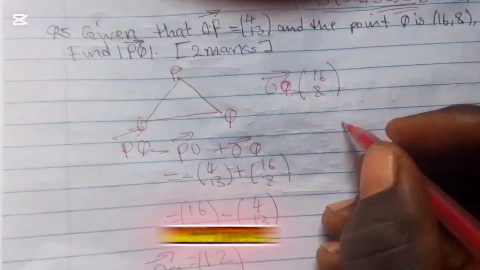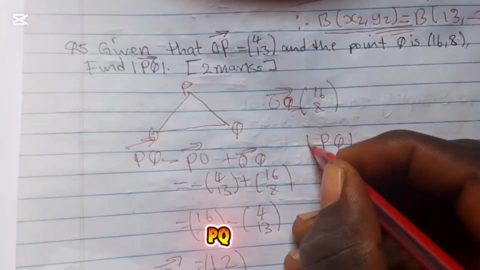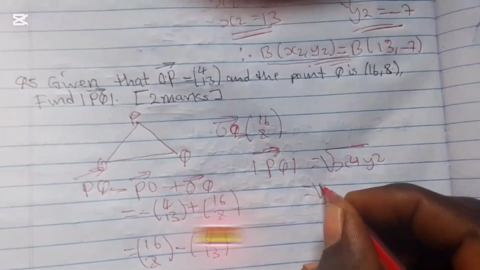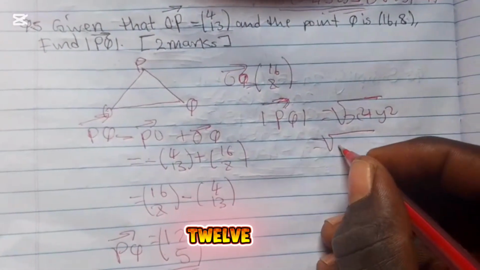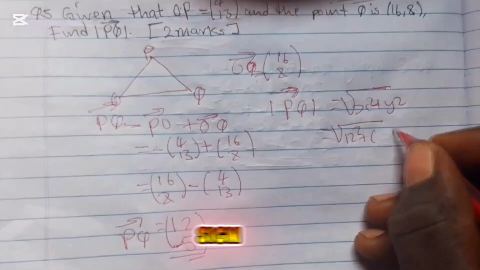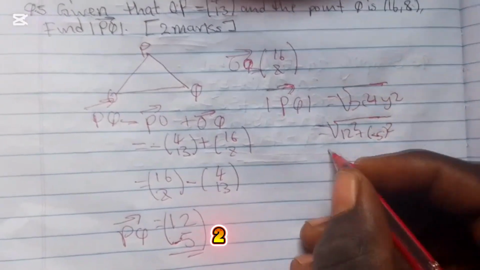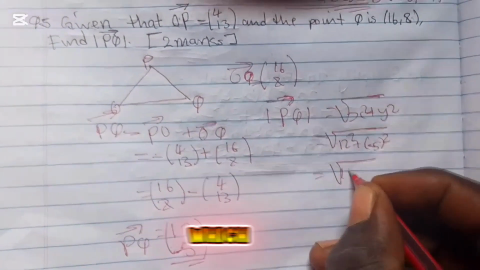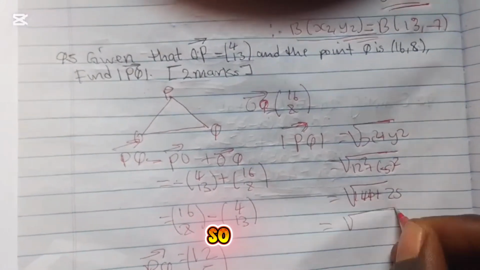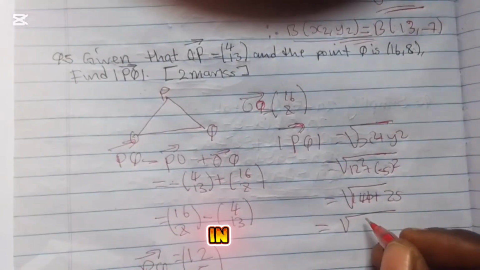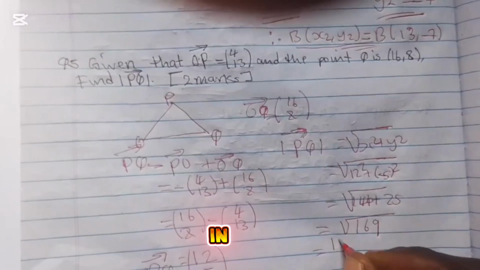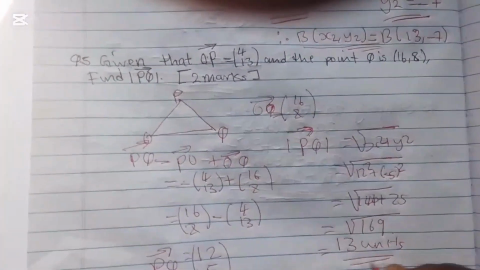So we're going to write the formula of magnitude. So magnitude of PQ is equal to square root of x squared plus y squared. So the square root of 12 squared plus y, which is negative 5, power 2. So 12 multiplied by 12 is 144, plus negative 5 power 2, which is 25. So 144 plus 25 is 169. So the square root of 169 is 13. So we're going to add the units. So this is the answer.